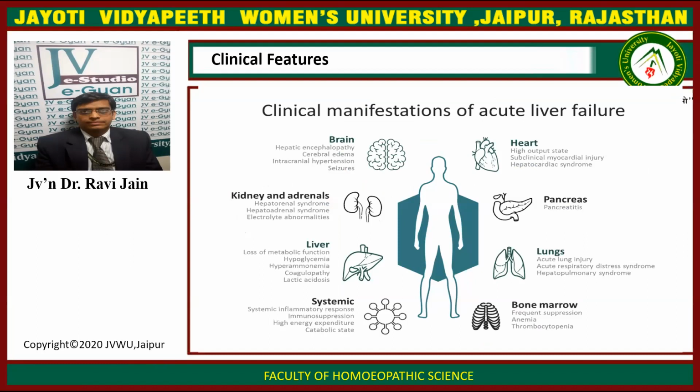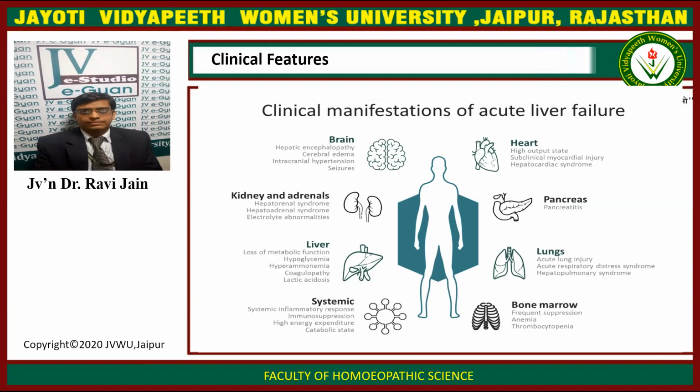In the brain, we have hypertension or seizures. In the kidney, we have hepatorenal syndrome. In the liver, we have loss of metabolic functions, hypoglycemia and hyperammonemia. In systemic disease, we have a systemic inflammatory response, immunosuppression, high energy expenditure, and a catabolic state. In the heart, we have a high cardiac output with subclinical myocardial injury.